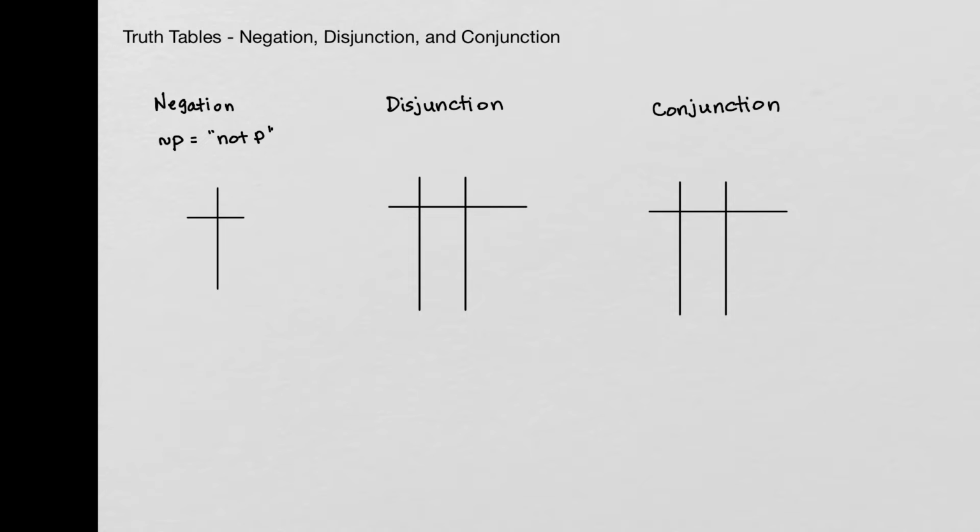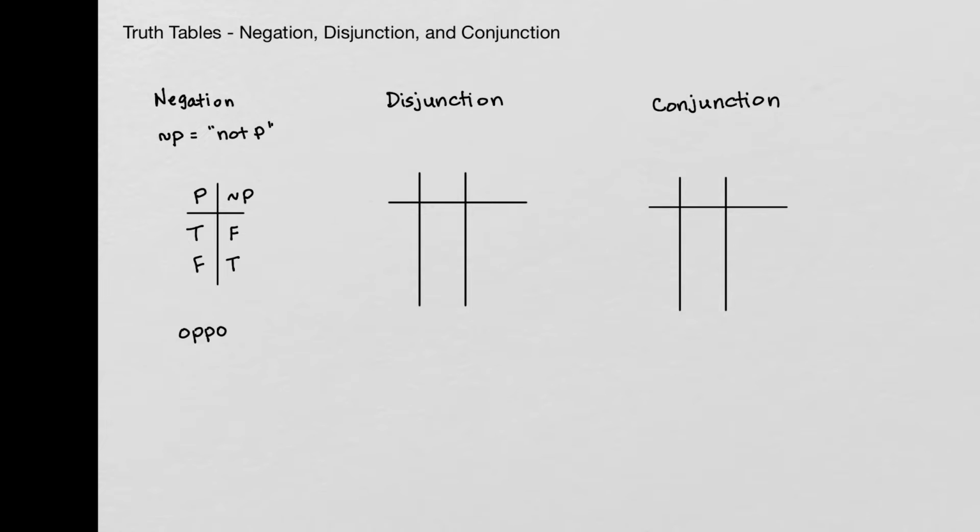When I make my truth table, I have a column for P, and for that column, the truth values are true and false. So when I make my column for not P, the truth values will just be the opposite, false and then true. So for this one, I want to keep in mind that the truth values are always going to be the opposite of what they were in the original statement, whatever that may be.